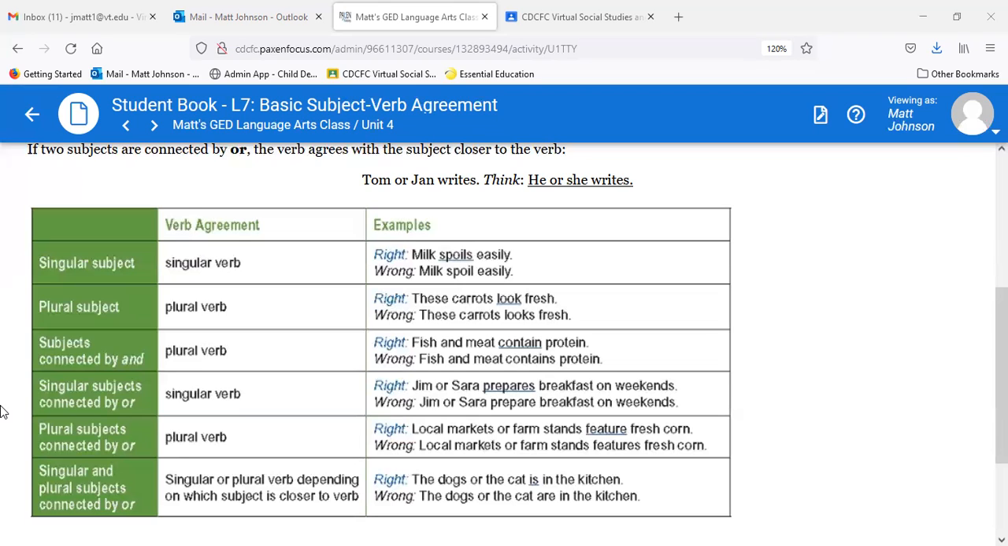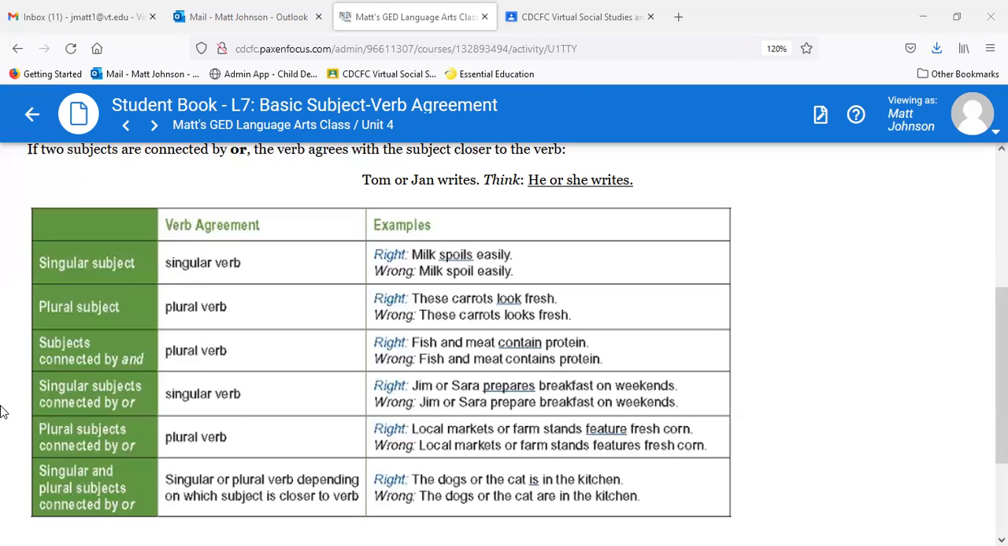Singular subjects connected by or, right? So just like the rule above says, it depends on what the last part of the subject is. If it's singular, we use a singular verb. If it's plural, we're going to use a plural verb.